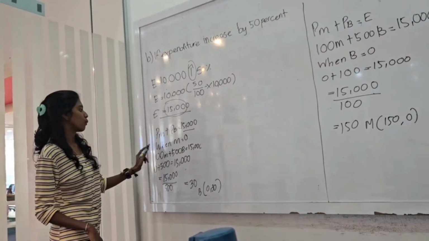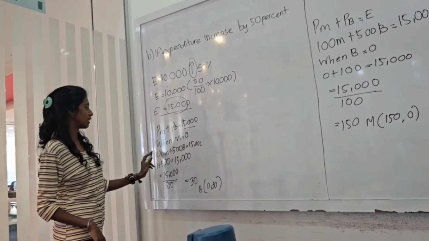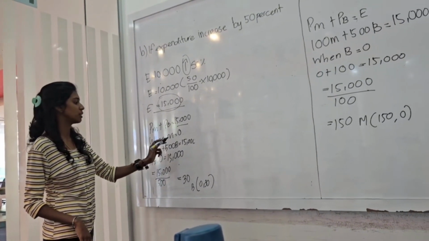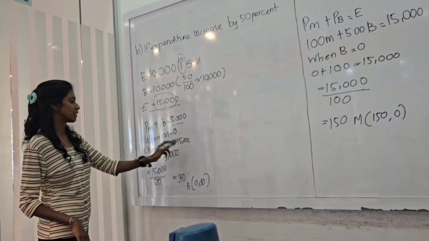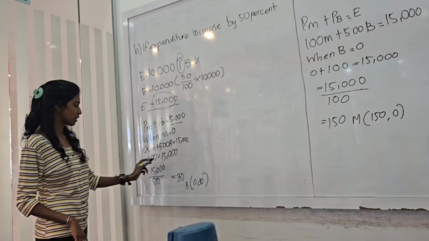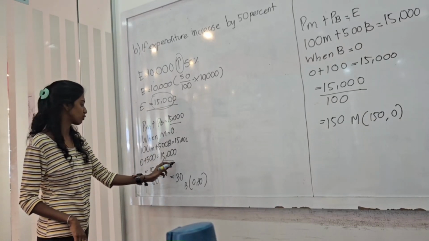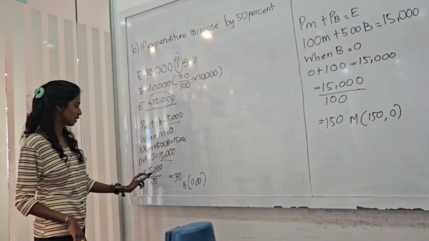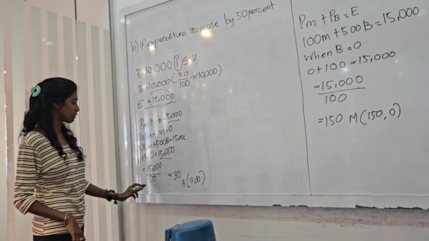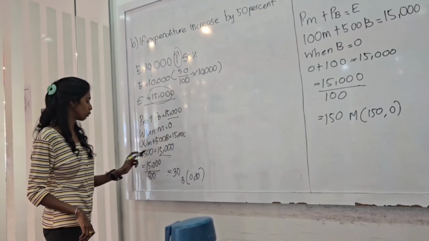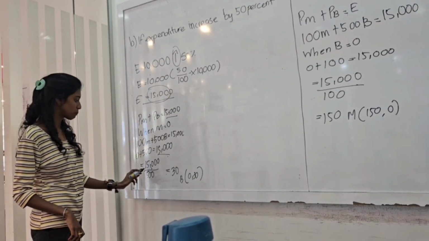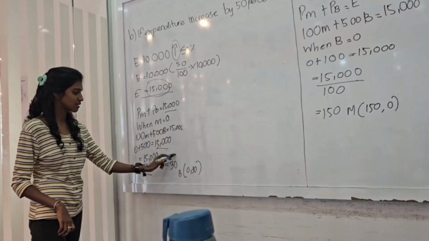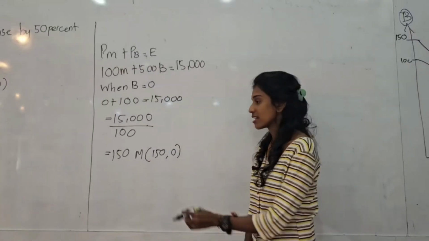So when M equals 0, 100M plus 500B equals 15,000. 0 plus 500B equals 15,000. So 15,000 divided by 500. The answer is 30. Same like here.